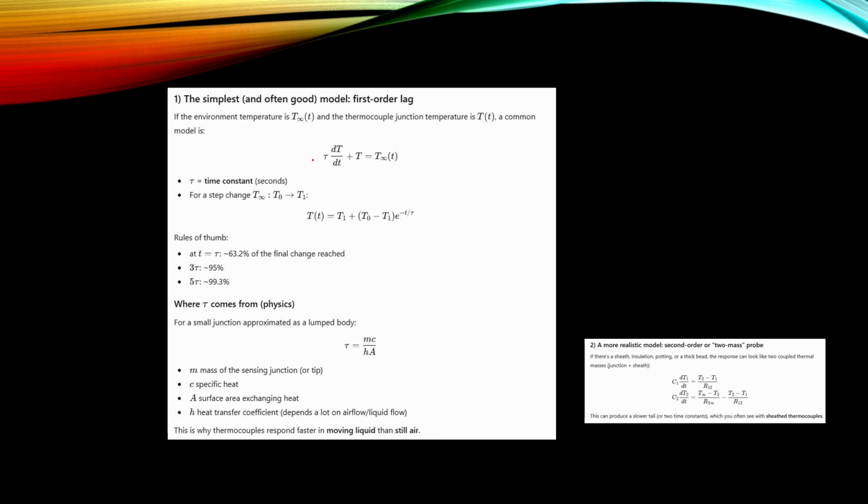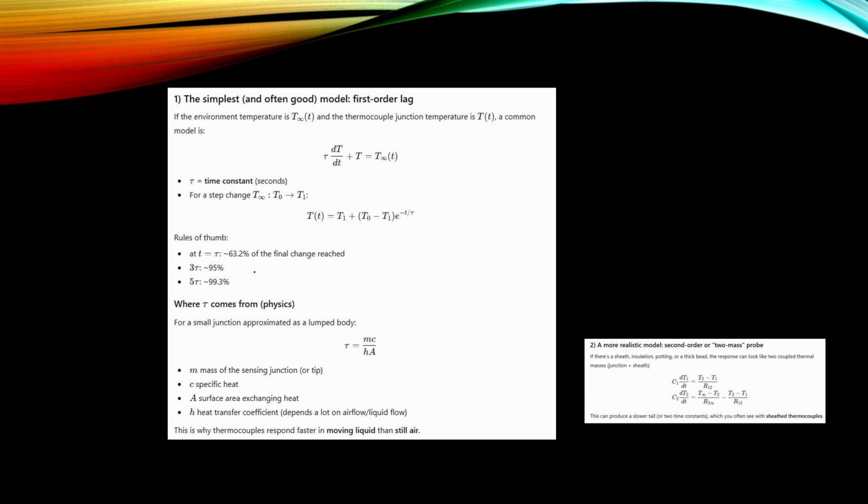If we have a thermocouple in an environment whose temperature is T infinity, we can write this kind of general equation. And here this tau is the time constant. And if we now have a step change in environment temperature from T0 to T1, we can write for the thermocouple measurement junction temperature this equation. And here we have this exponent term in which is this tau.